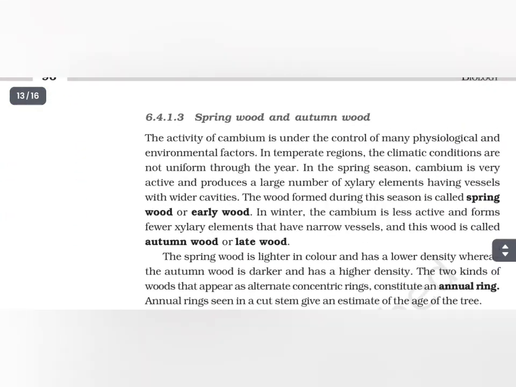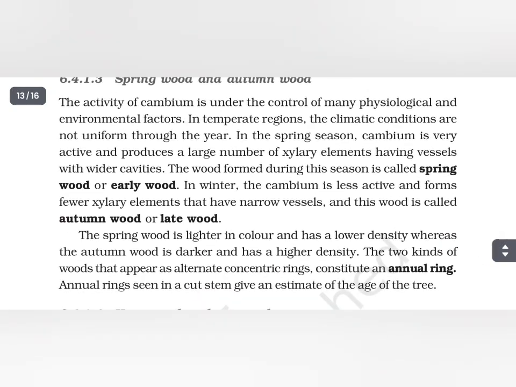Spring wood and autumn wood. The activity of cambium is under the control of many physiological and environmental factors. In temperate regions, the climatic conditions are not uniform throughout the year. In the spring season, cambium is very active and produces a large number of xylary elements having vessels with wider cavities. The wood formed during this season is called spring wood or early wood. In winter, the cambium is less active and forms fewer xylary elements that have narrow vessels, and this wood is called autumn wood or late wood.